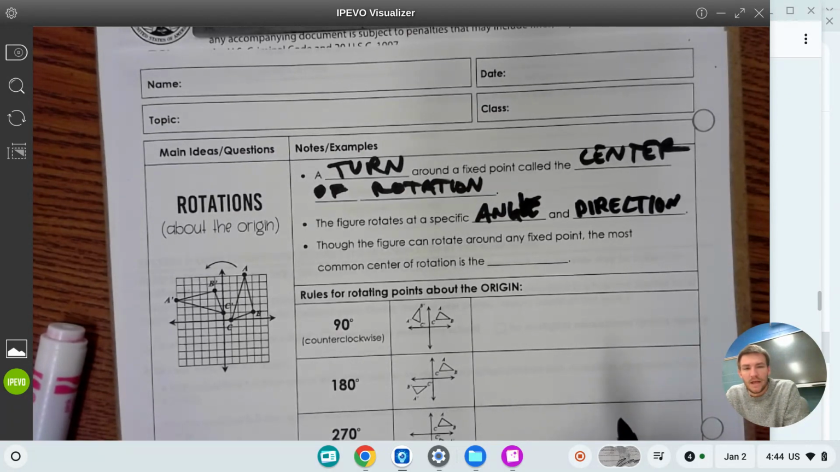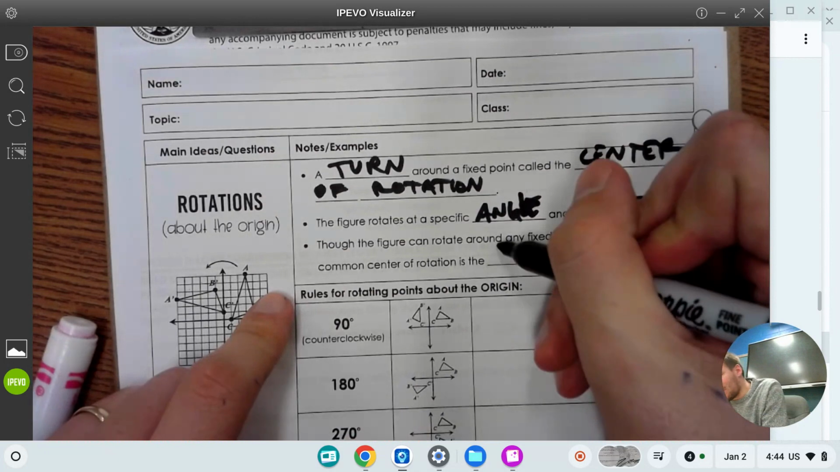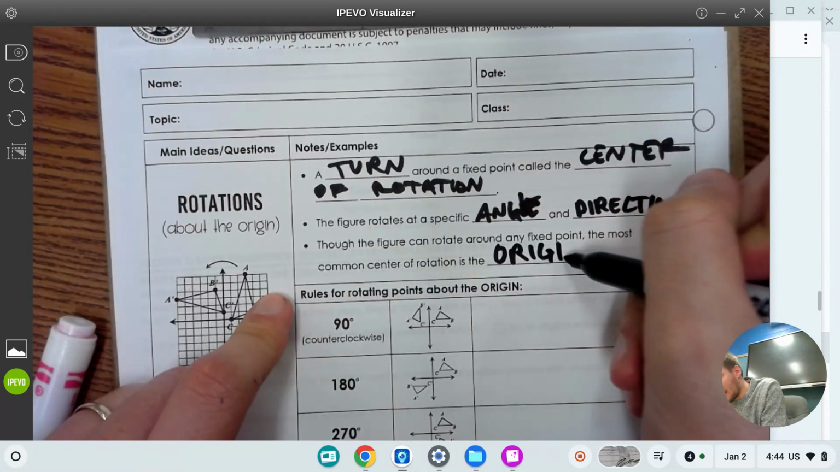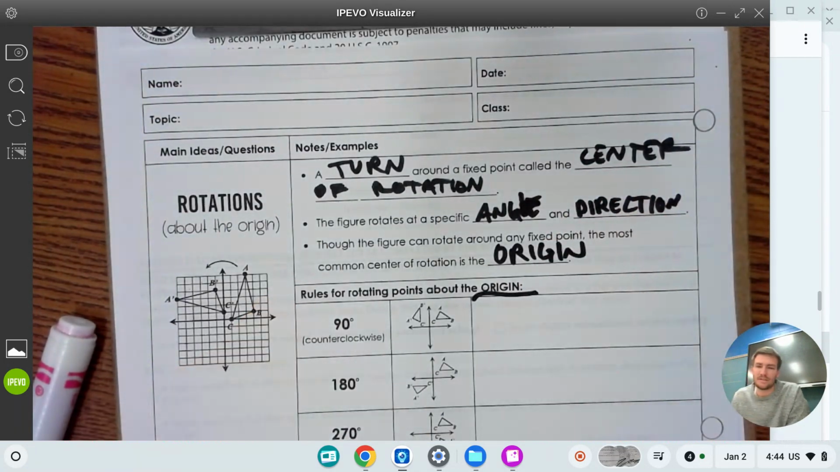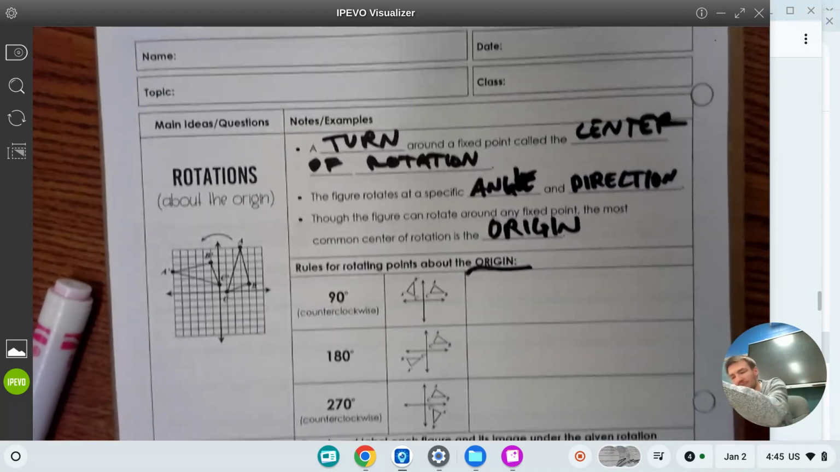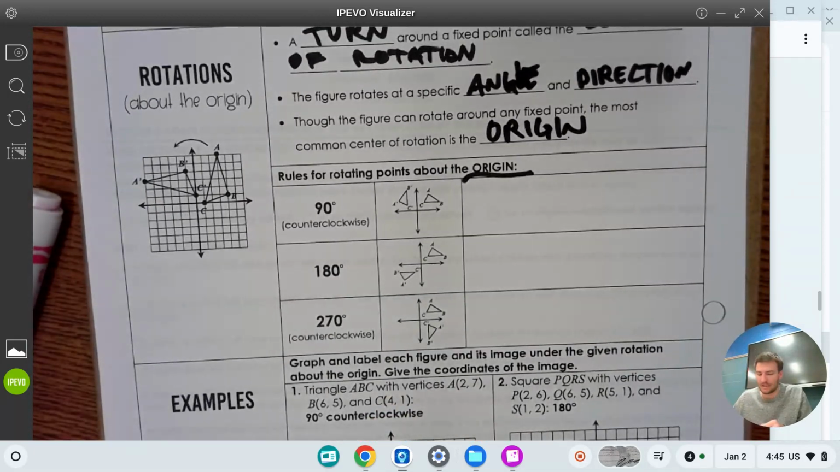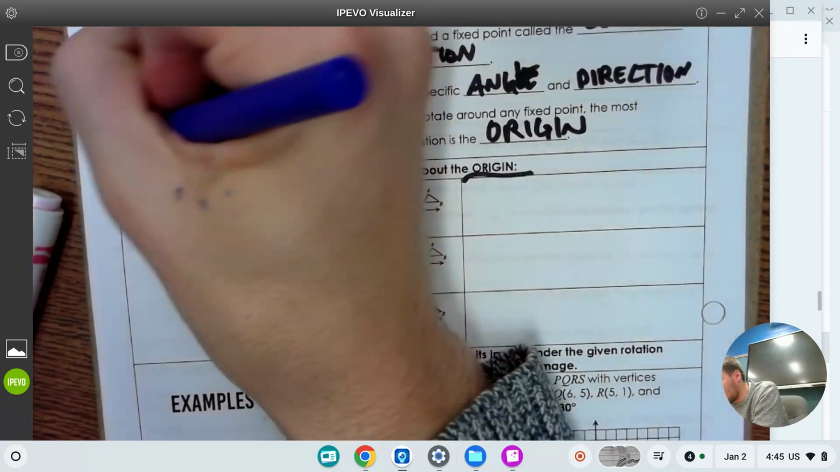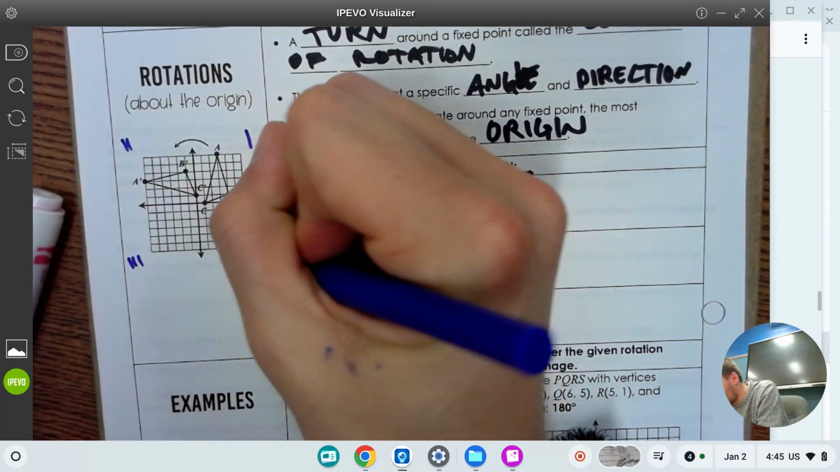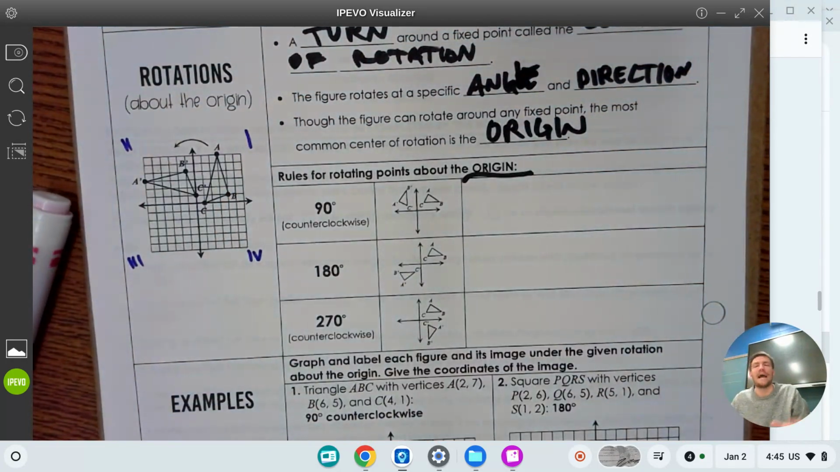Now, the most common one is the origin. As far as I'm concerned, the origin is the only one we're going to do. So here we go. Counterclockwise is also more common than clockwise, which is a little unusual, but if you think about math and you think about the quadrants, we have quadrant 1, 2, 3, 4. That is counterclockwise. And that's kind of why counterclockwise is more common.